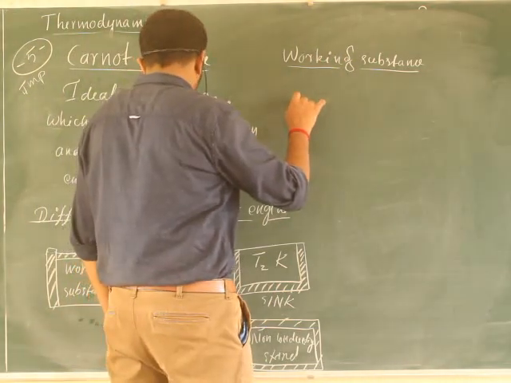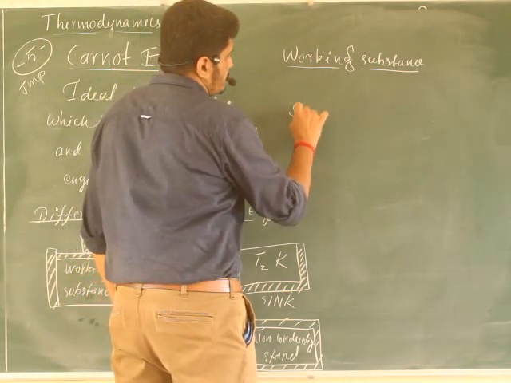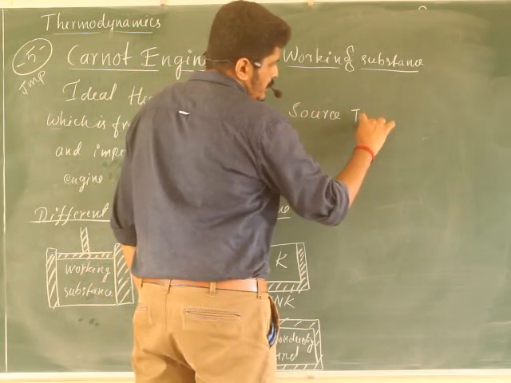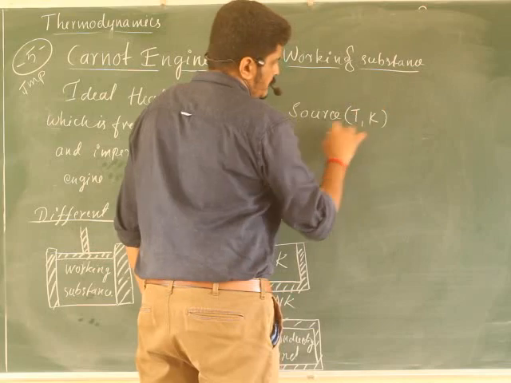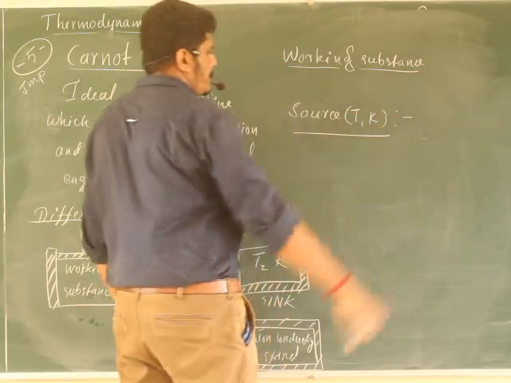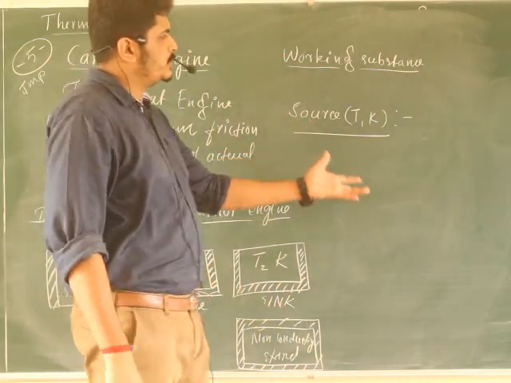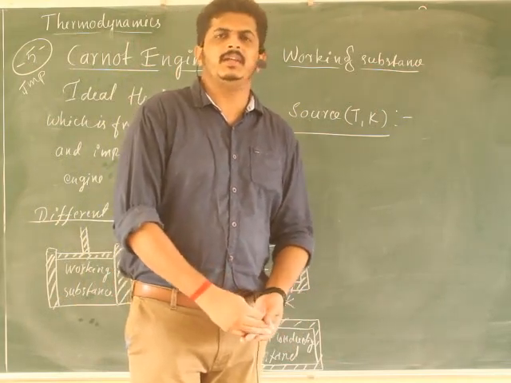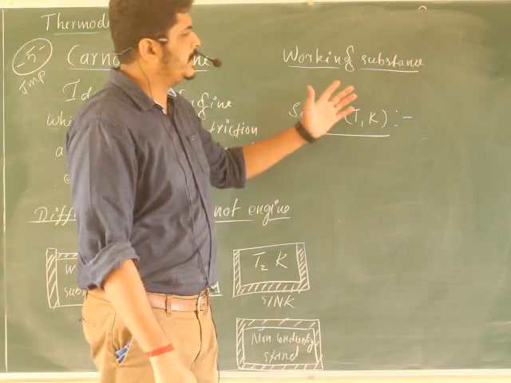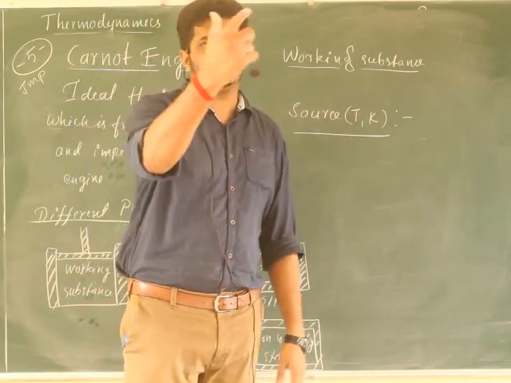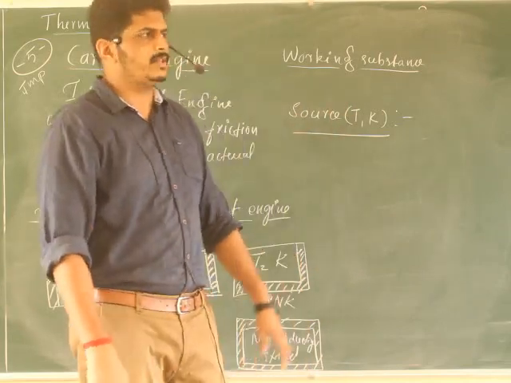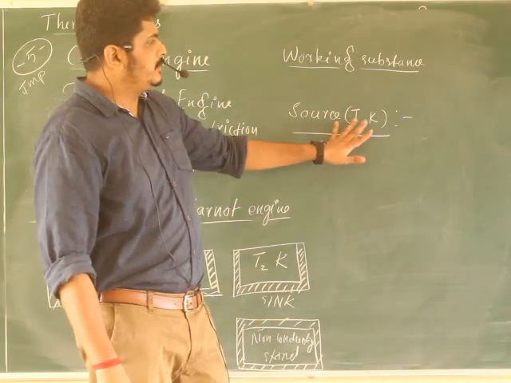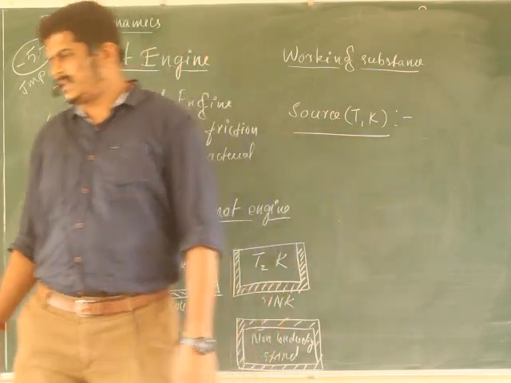And the next one is source, which is at T1 Kelvin. So what is source? Source is actually a part of the Carnot engine where it is maintained at very high constant temperature. So T1 Kelvin it is kept.